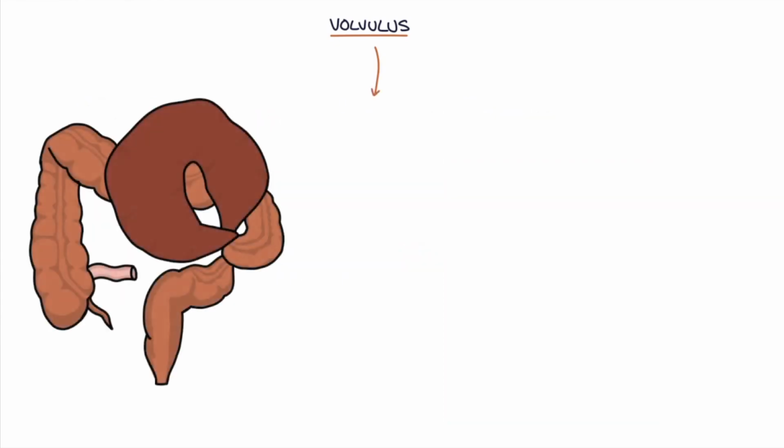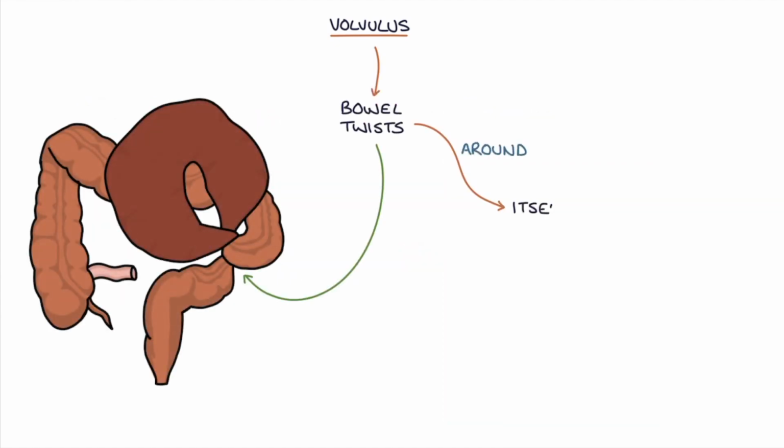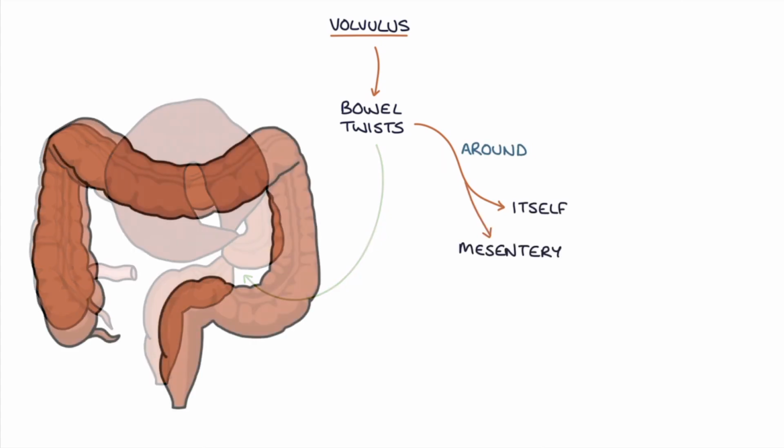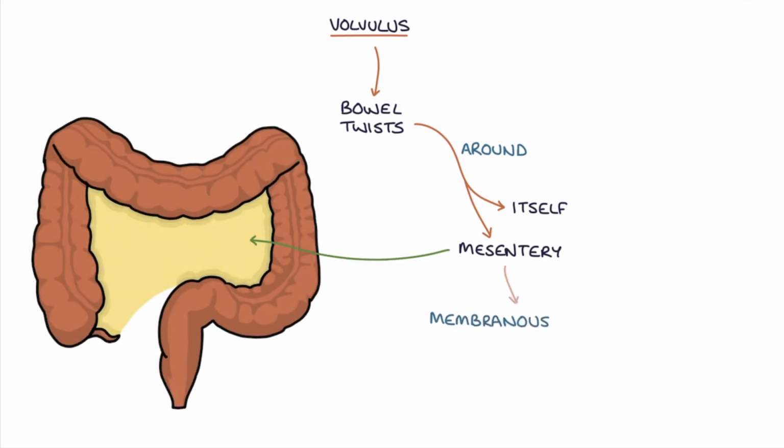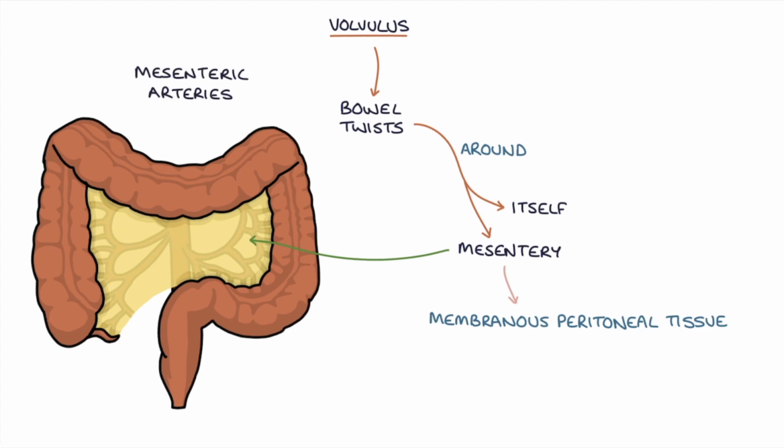Volvulus is a condition where the bowel twists around itself and the mesentery that it's attached to. The mesentery is the membranous peritoneal tissue that creates a connection between the bowel and the posterior abdominal wall. The bowel gets its blood supply from the mesentery through the mesenteric arteries.